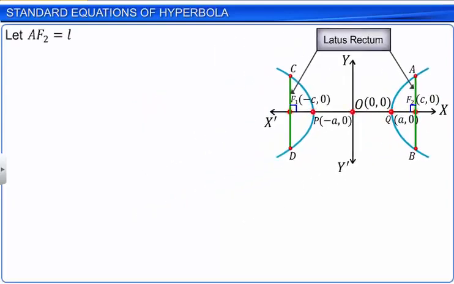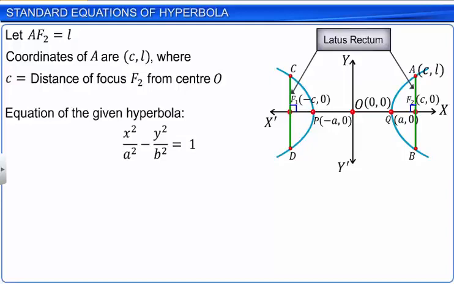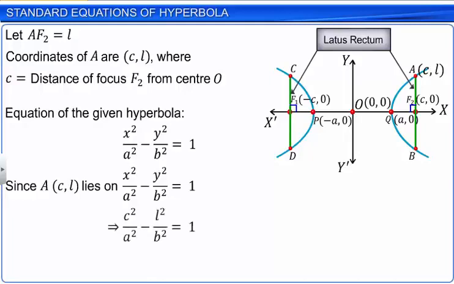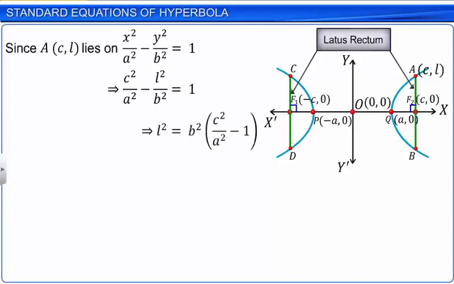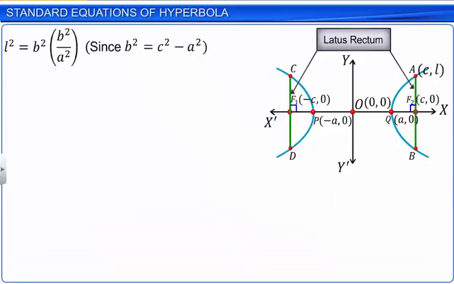Let length AF2 be l. If c is the distance of focus F2 from center O, then the coordinates of point A are (c, l). Recall the standard equation of a hyperbola with its center at the origin and the transverse axis along the x-axis. Since point A lies on the hyperbola, its coordinates must satisfy the standard equation. Substituting the coordinates of point A in the standard equation of a hyperbola and simplifying, we get l is equal to b squared upon a.